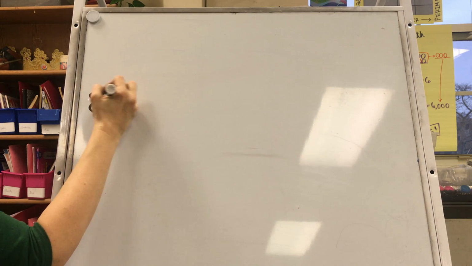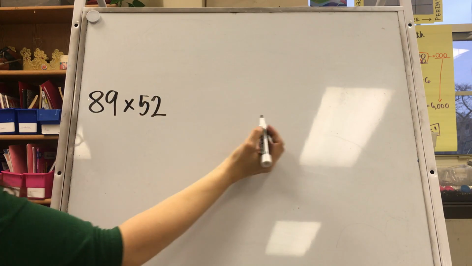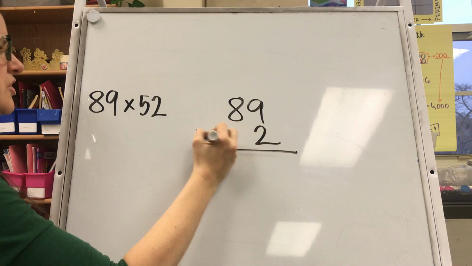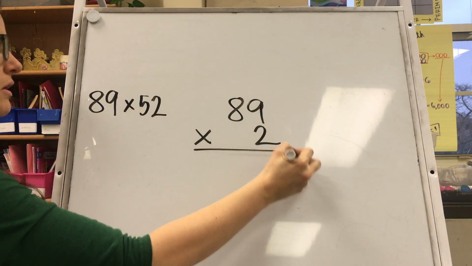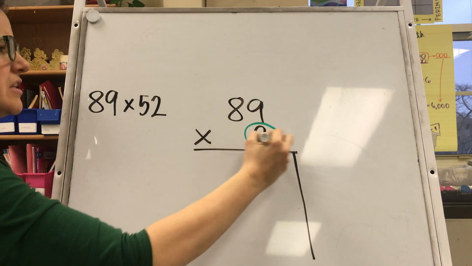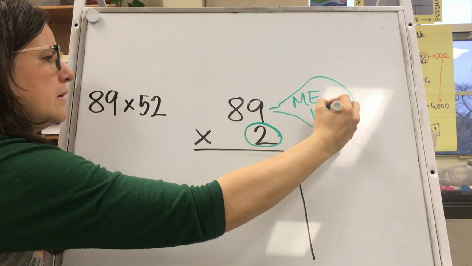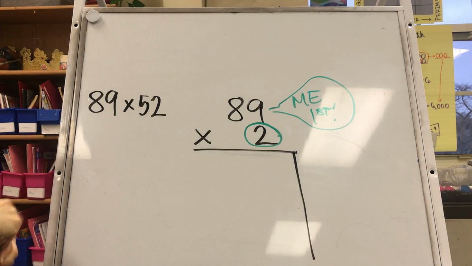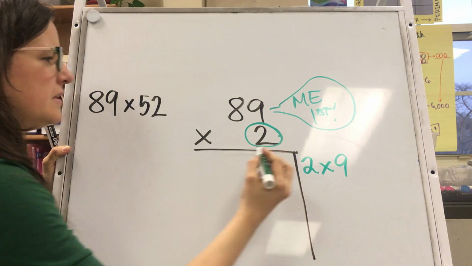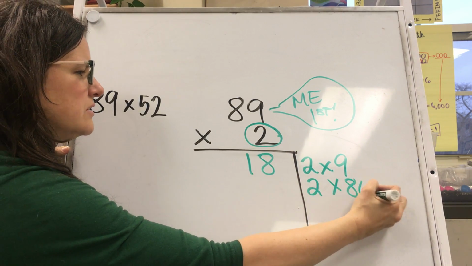Let's say we have 89 times 52. There's no law that says we have to do it all at once. Let's just start with the 2 because we already know how to do that. And then we'll come back for that 50 in a little bit. All right, so we'll start with this 2. Who's saying me first? The 9. Go back to that 2. Next is the 8 that's really an 80.